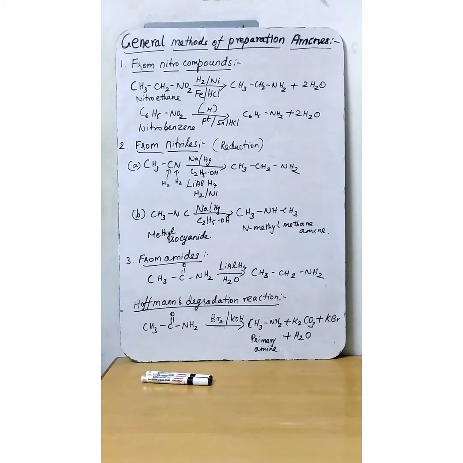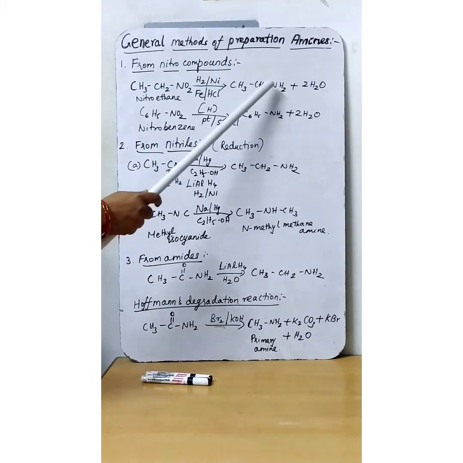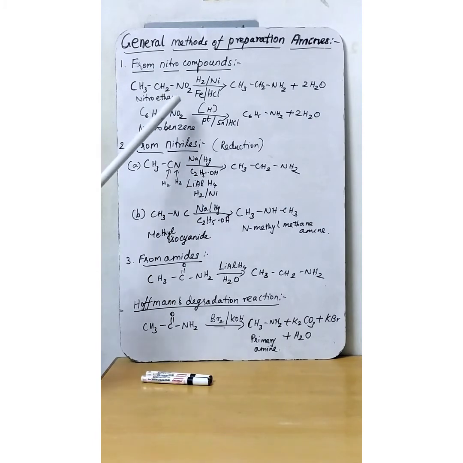Nitroethane will undergo reduction in the presence of nickel as a catalyst. What is meant by reduction? Addition of hydrogen, or removal of oxygen. So in the presence of nickel or iron and HCl, it will give amino compounds as the product. Oxygen will be removed and hydrogen will be added. So you will get ethylamine or ethanamine as the product.